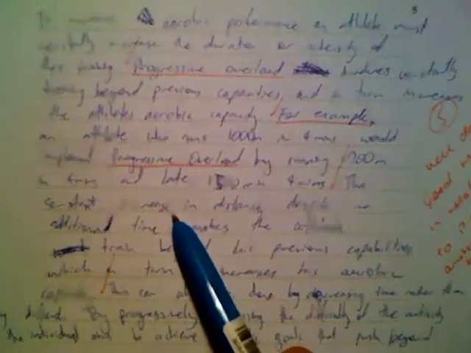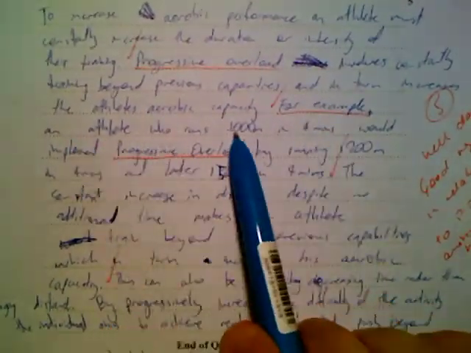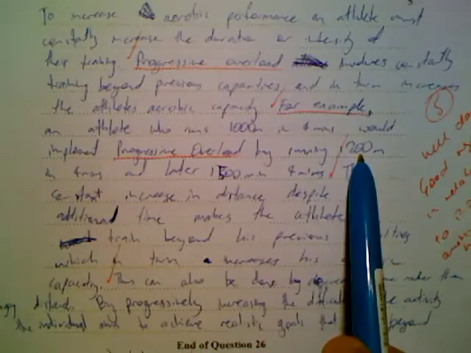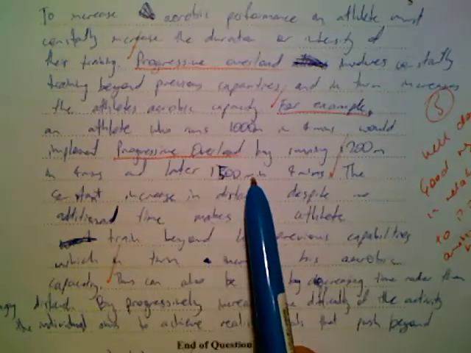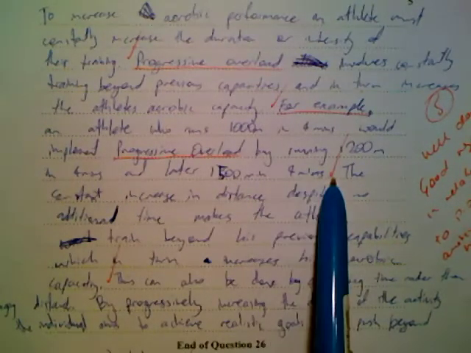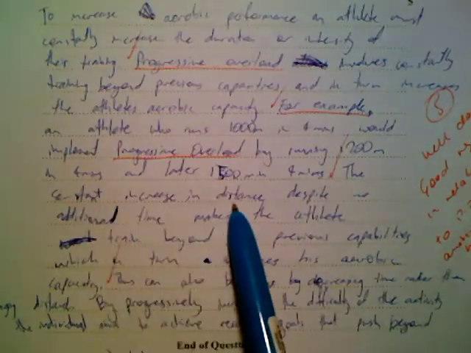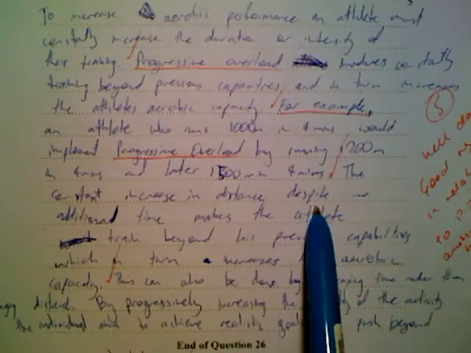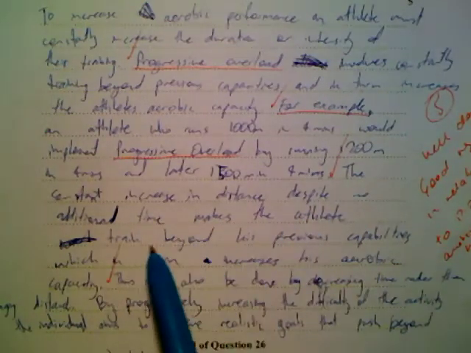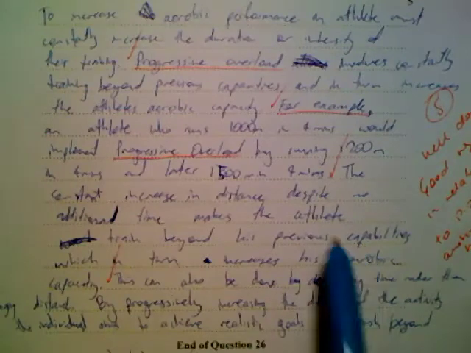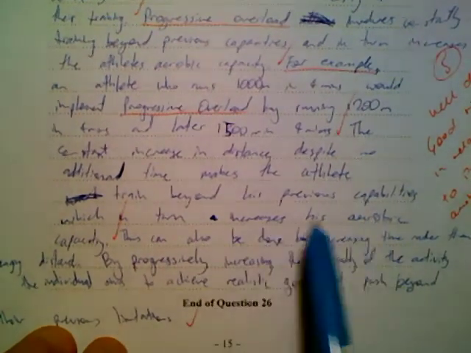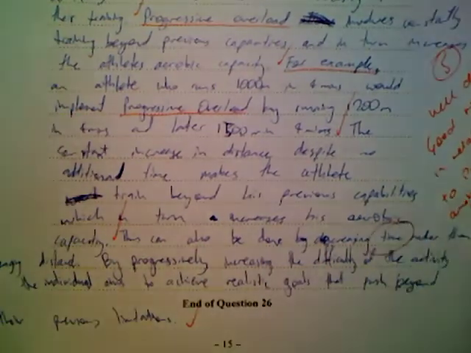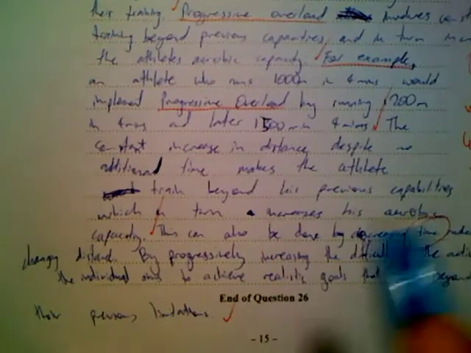If we go back to our answer. For example, an athlete who runs 1,000 metres in 4 minutes would implement progressive overload by running 1,200 metres in 4 minutes and later 1,500 metres in 4 minutes. The constant increase in distance despite no additional time makes the athlete train beyond his previous capabilities, which in turn increases his aerobic capacity. This can also be done by decreasing time rather than changing distance.